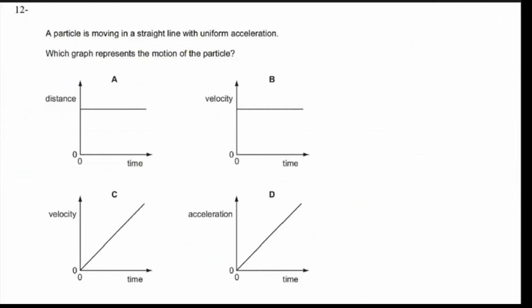This question is quite straightforward. If you read it, you can see it is given to us that acceleration is uniform and the body is moving in a straight line. In this case, it is actually a particle moving in a straight line. So uniform acceleration simply means that its acceleration is constant, not changing with time. So we simply need to identify which graph can represent the motion of the particle.